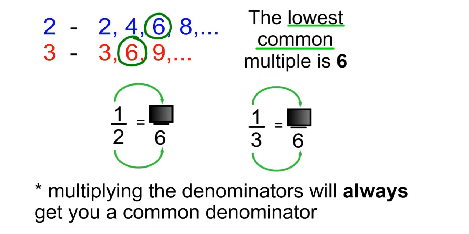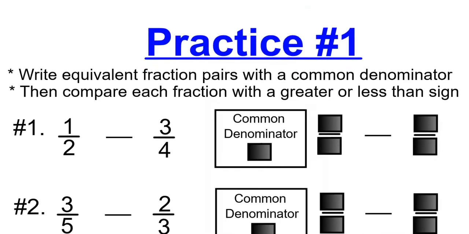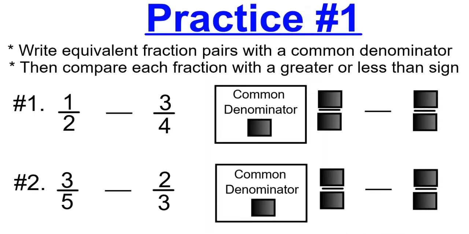From the denominator 2 to get to the denominator 6, you multiply by 3. Therefore, you multiply the numerator by 3 as well. So 1 times 3 is 3. To get from 3 to 6, you multiply the denominator by 2, which means you multiply the numerator by 2, and 1 times 2 is going to be 2. Therefore, 1 over 2 is equal to 3 over 6, and 1 over 3 is equal to 2 over 6. Remember, you can always multiply the denominators to get a common denominator.